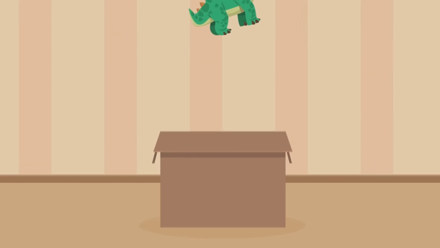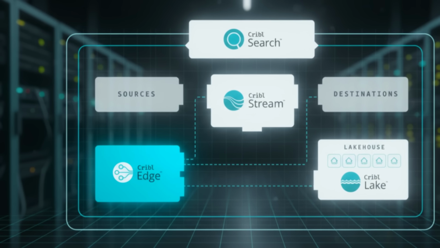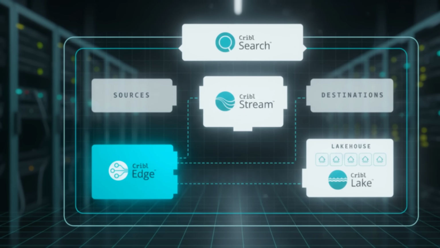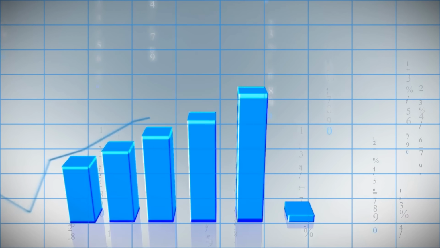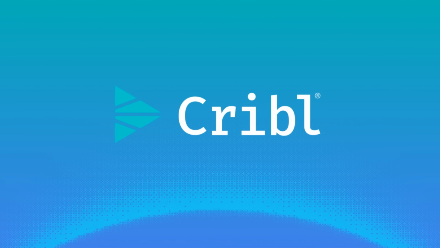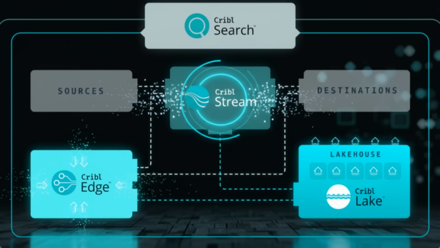Most companies collect far more data than they actually need. And when you're sending every single log line into a SIEM or observability tool, your storage and ingestion costs skyrocket. Cribl solves that problem by controlling the flow of data before it hits those tools. You keep what matters and skip the noise.